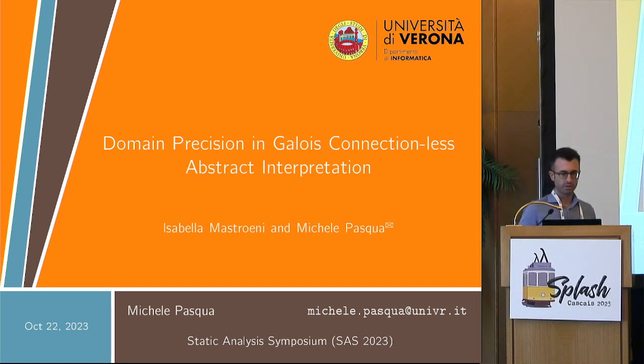In this talk, I want to give you an idea on how we can check precision in abstract interpretation, for instance, by using static analysis, and how we can do it for Galois connection-less domains. So domains that are not defined on Galois connections, that are used in practice. But before that, I want to give you an introduction of the problem and the motivation.